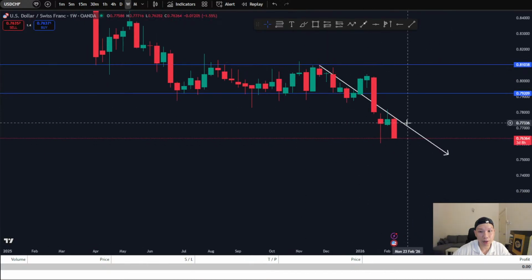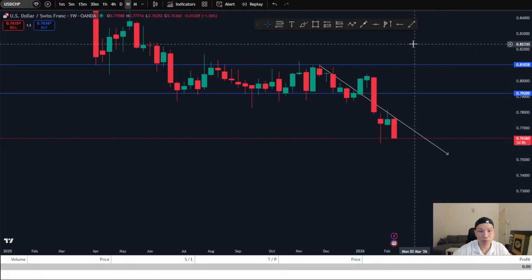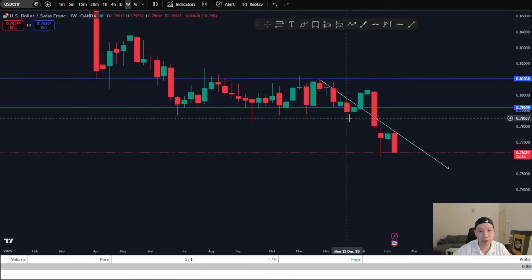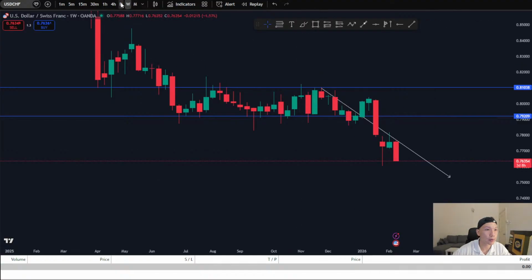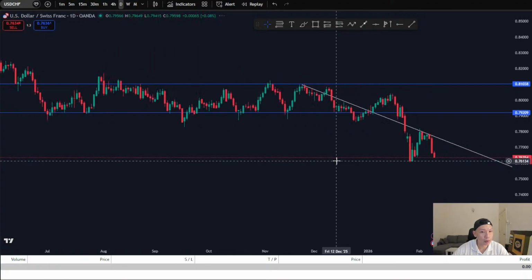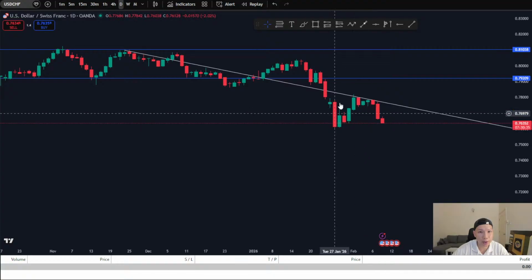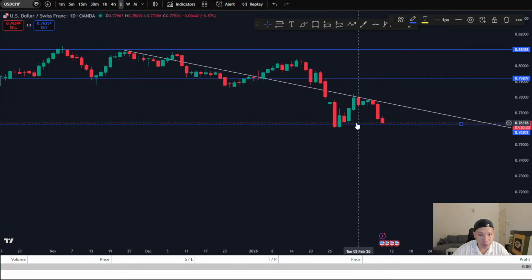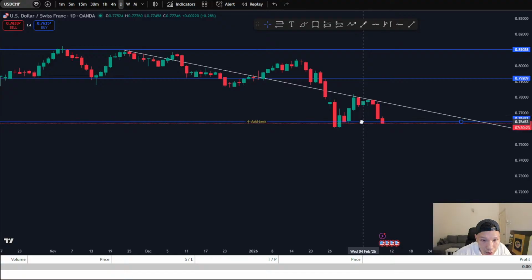Yeah, we also have like a little compression right here. Okay, price testing this area. So yep, let's take a look at the daily chart. So yeah, currently, price is still forming. I can see that there's actually a few valid resistance points somewhere around here. Valid ones.